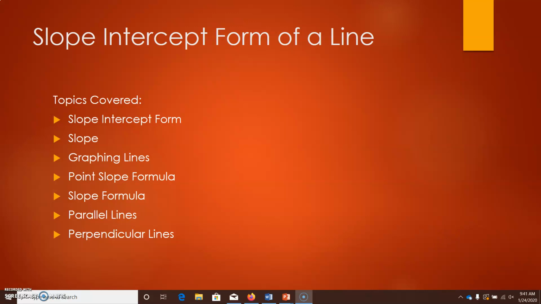Hello, welcome to this video where I'll cover the slope-intercept form of a line and things related. The topics covered will be slope-intercept form, slope of a line, graphing lines, point-slope formula, slope formula in general, parallel lines, and perpendicular lines.